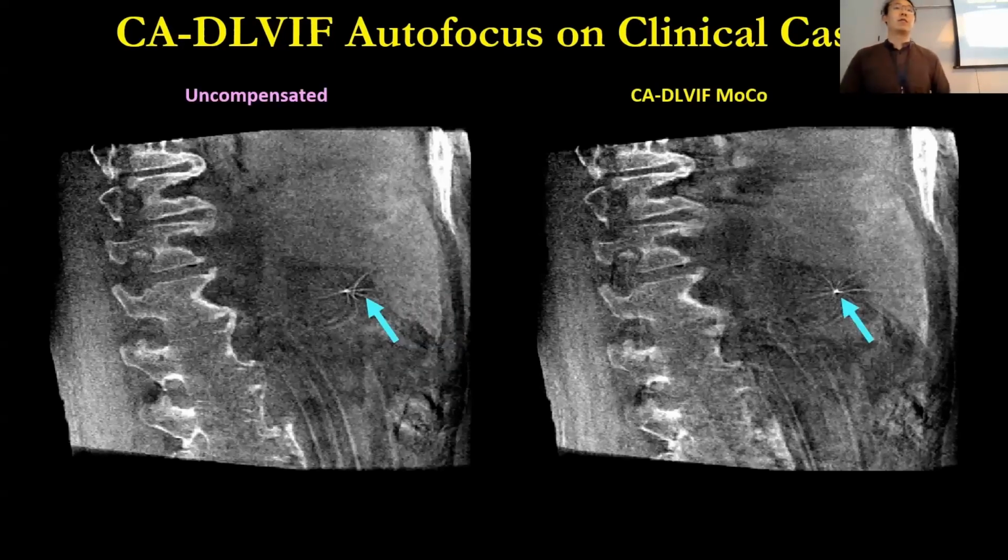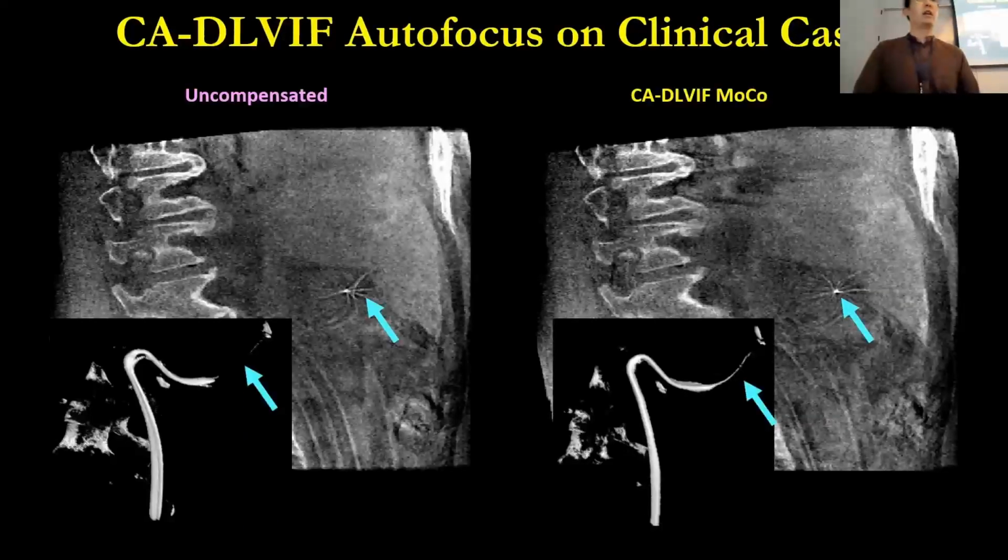And here is our first clinical case, which has mild motion. Hopefully you can see that, indicated by the blue arrow here, this contrast enhanced vessel has some motion streaks around it, but after motion compensation, the streaks have been reduced. If we take a 3D render of the high contrast content inside this image, we can see that the catheter has been put back into focus, and also the vessel's continuity has been restored.